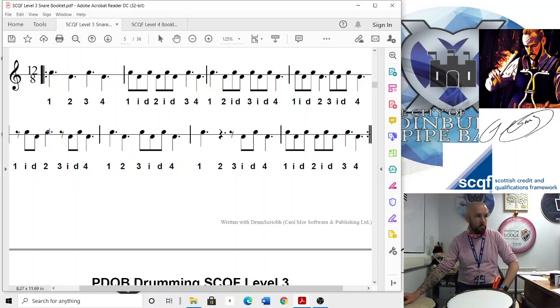Now, we've got rests here. So you need to count these rests, and when you count them, this line becomes very, very easy. But if you don't count them, you're going to find it very hard. So you'll be missing number 1. So it'll be 1 day 2 3 day 4.